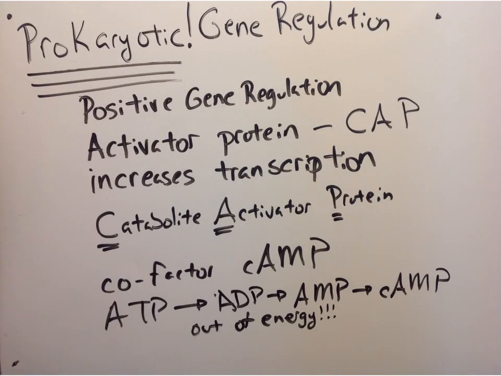The lac operon also has positive gene regulation. It has an activator protein called CAP, or catabolite activator protein, that increases transcription to a high, robust level. And CAP requires a cofactor called cyclic AMP. Cyclic AMP is the breakdown product of AMP, adenosine monophosphate, which is the breakdown product of ADP, which is the breakdown product of ATP. So what it means for the cell is if there's an abundance of cyclic AMP, all of the energy has been used up.